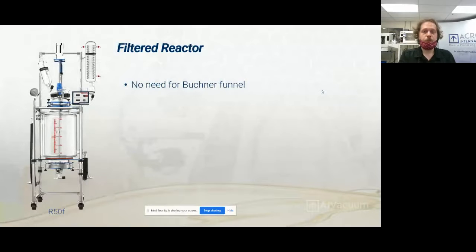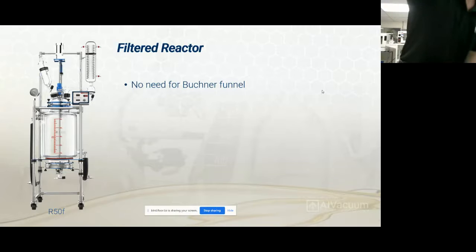So again, I mentioned filter reactors before. Essentially, it can be used as a very large Buchner funnel with one of our vacuum carboys. I actually have one right here. I can show you guys. Let me turn off the sharing for a moment so you guys can see it a little bit larger.